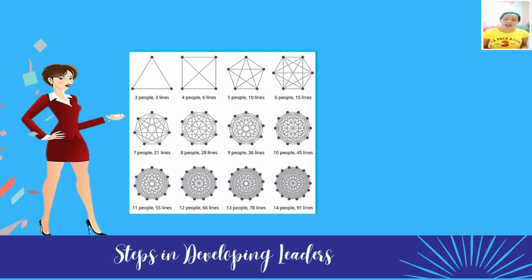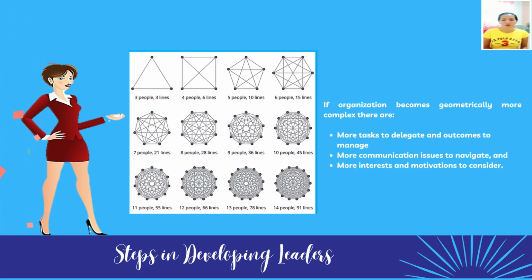Now, as the organization grows, it becomes geometrically more complex to manage. And the more people you add to your team, the more lines of communication they are making. So if organization becomes geometrically more complex, there are more tasks to delegate and outcomes to manage, more communication issues to navigate, and more interests and motivations to consider.